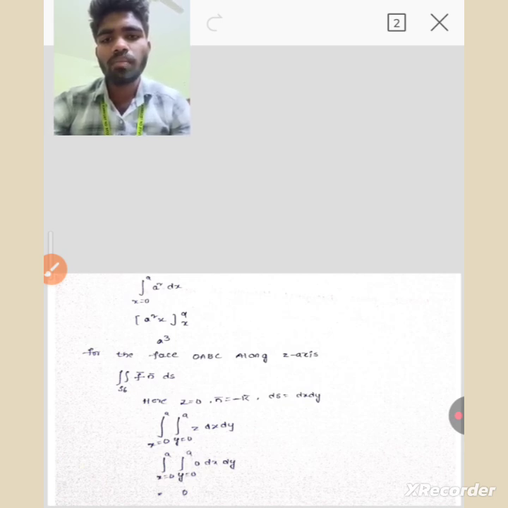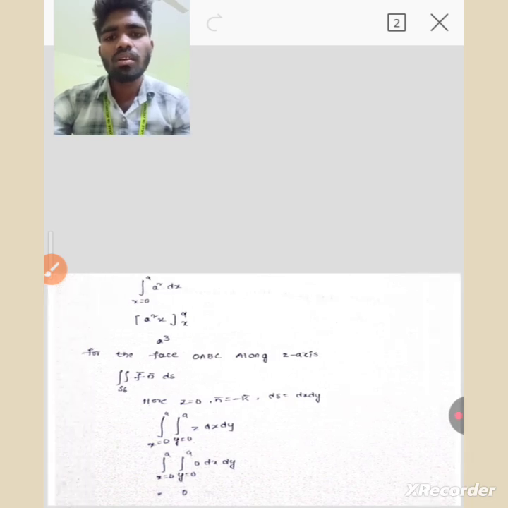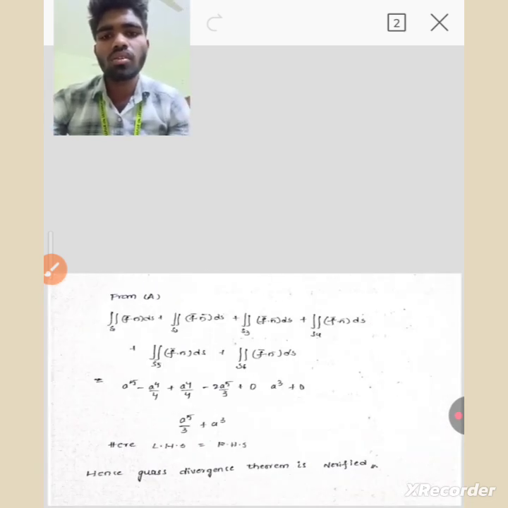For the face OABC along the z-axis, integral over S6. Here z equal to 0, n bar equal to minus k bar, dS equal to dx dy. Here the integral for x equal to 0 to a and y equal to 0 to a of z dx dy. Here we substitute z equal to 0 in the equation, and we get 0. Anything into 0 equals 0.